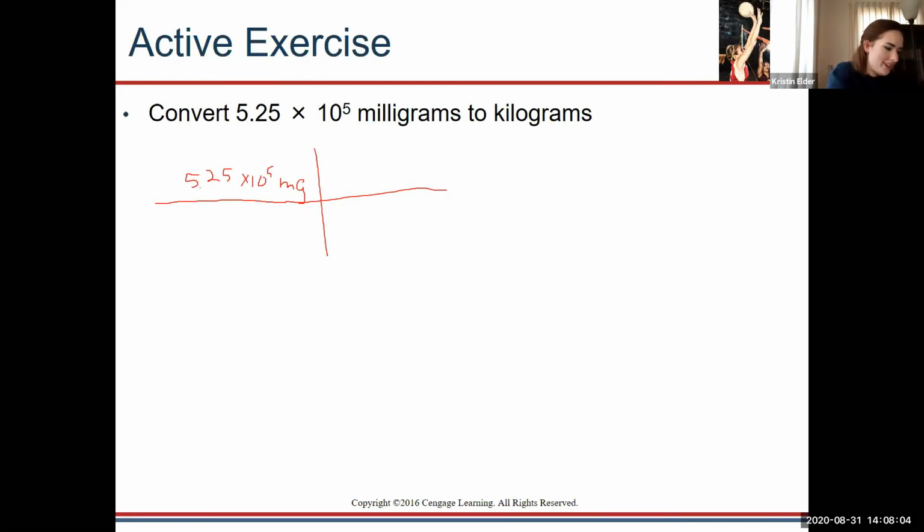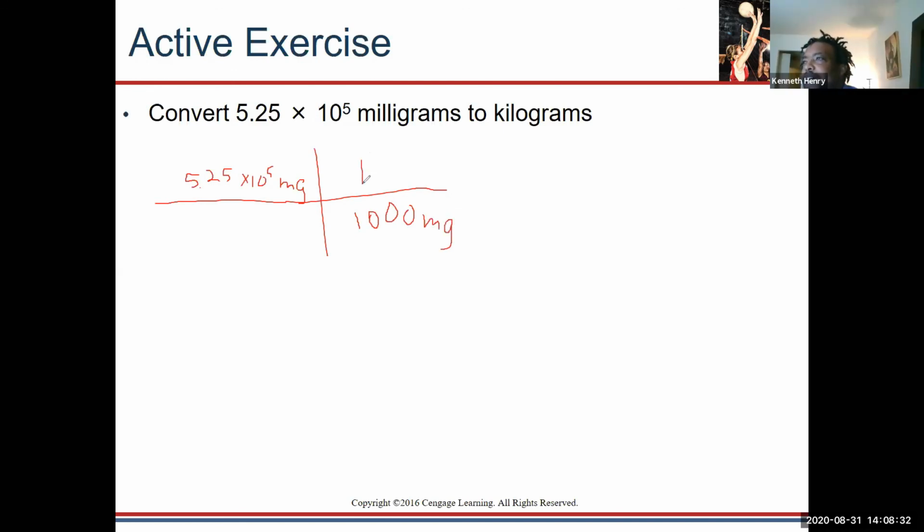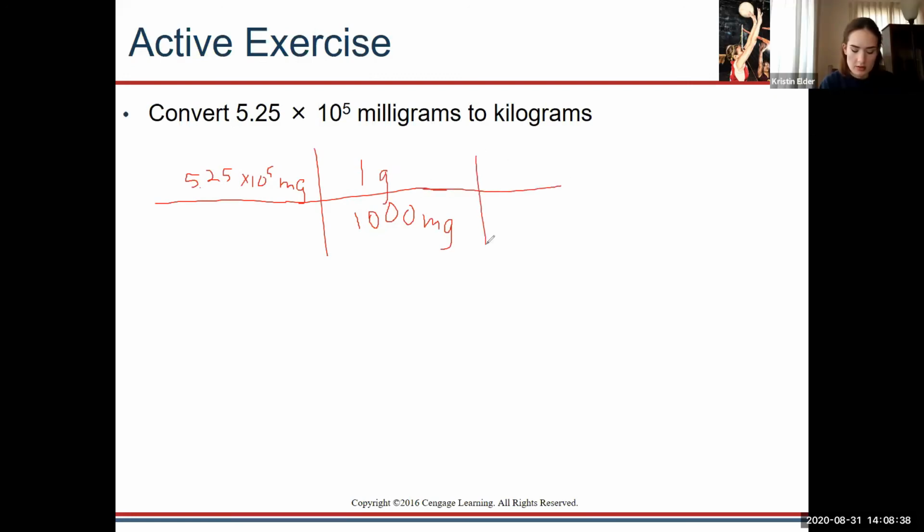Let me look at my paper here. Bet you somebody knows. Oh, 1,000. Yes. So is that going on top or on the bottom? The milligrams? Yeah, that's going on the bottom. Sorry, I get ahead of myself and I just start writing. Okay, so that means I have 1 gram on top. Okay, so then how many grams are in a kilogram? 1,000 grams are in a kilogram.